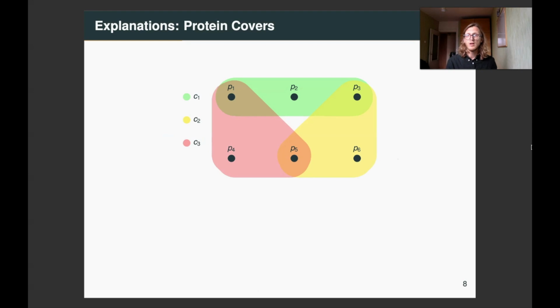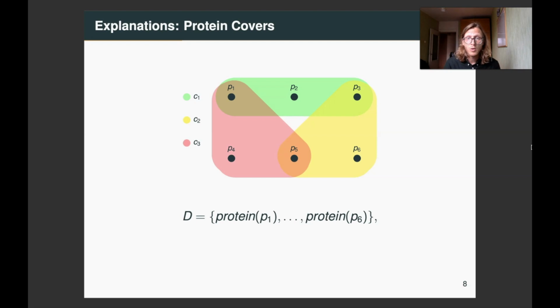So we take an example from protein design. So suppose we have 6 proteins, and each protein belongs to one of the 3 complexes, C1, C2, or C3. Okay? And we are seeking a protein cover. That is, we're seeking some subset of proteins that covers all these complexes. Okay? So we can model this as follows.